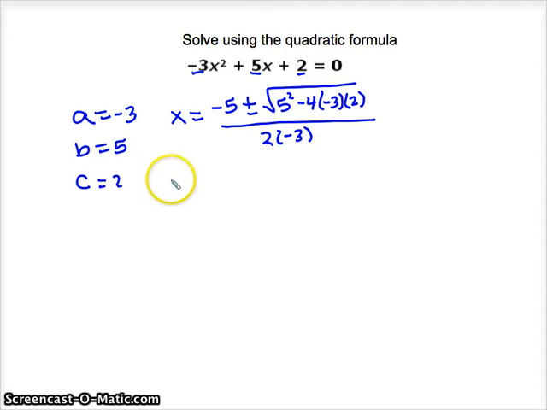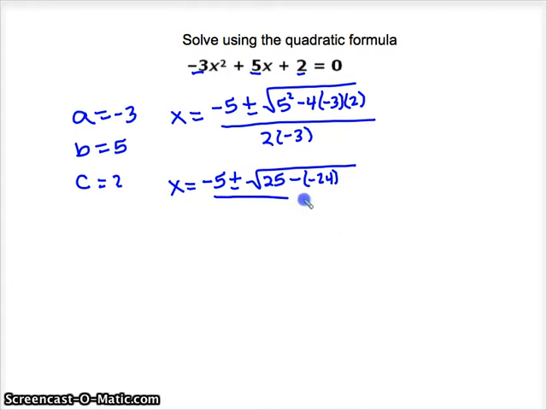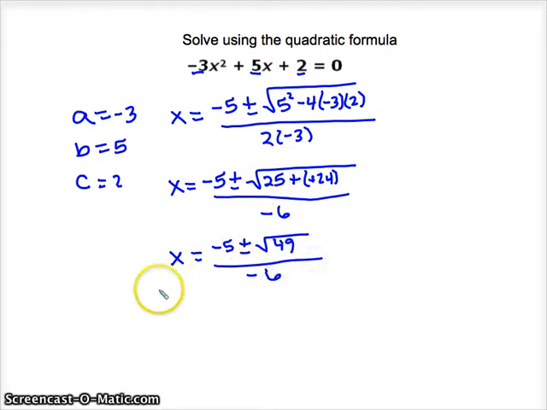All right, now I simplify. X equals negative 5 plus or minus the square root of 25 minus 4 times negative 3 times 2, that equals negative 24, all divided by negative 6. Again, here's that crucial step. I need to realize that I am subtracting a negative, which means I'm now adding. Boom, boom. So I'm taking the square root of 49 now, and that's all over negative 6.